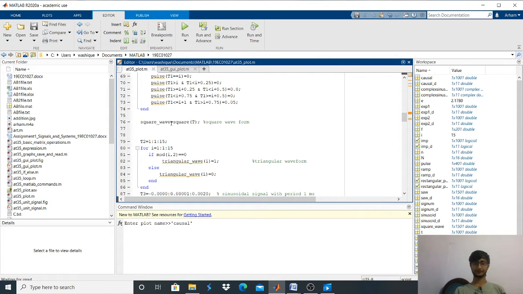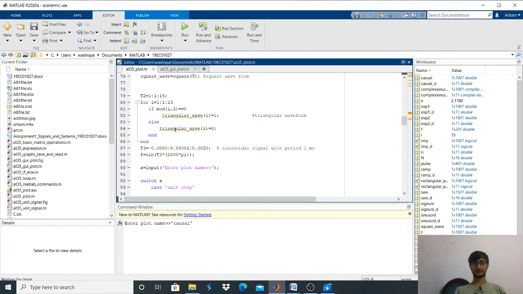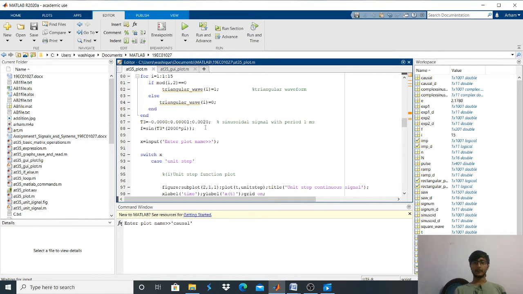Then square wave, it is again an inbuilt function in the signal processing toolbox. We are having the value for the square wave through this square function. Rectangular wave we have created simply, assigning the values 0 1 0 1 0 1 as we are moving by one interval of 1. Then we have a sinusoidal function with period 1 millisecond. How is it 1 millisecond? It is 2 pi into 1000, so that will give us 1 millisecond. If it were 2 pi, then it would give a simple period of 1 second.